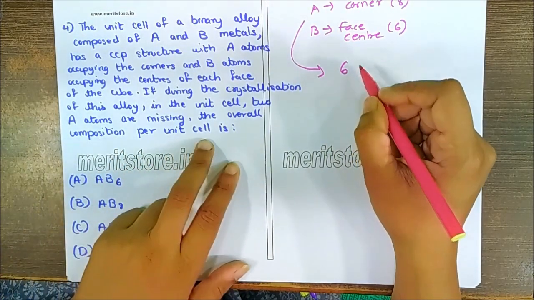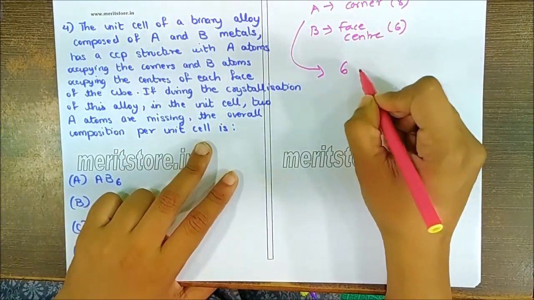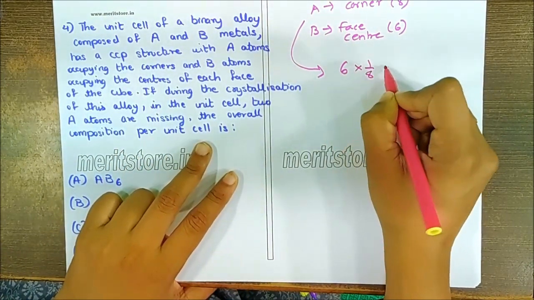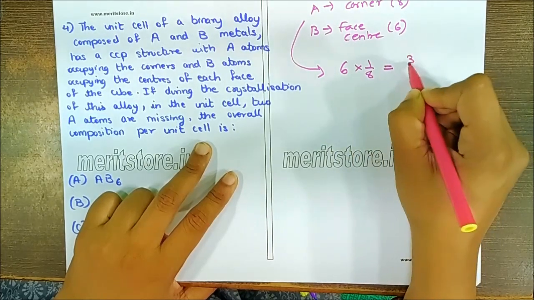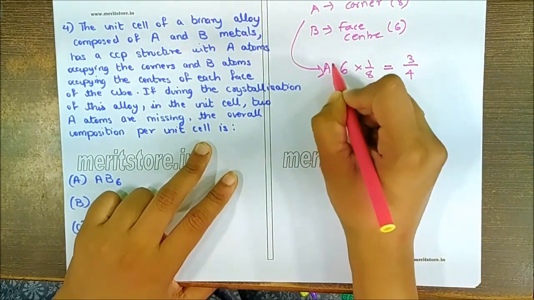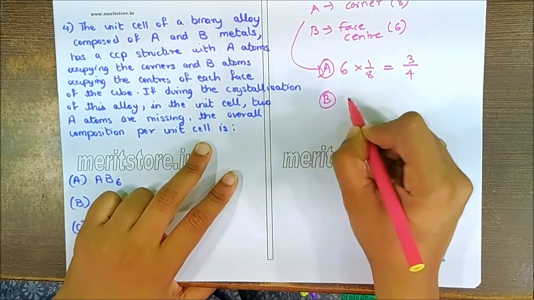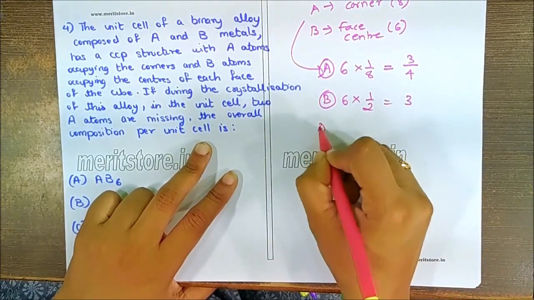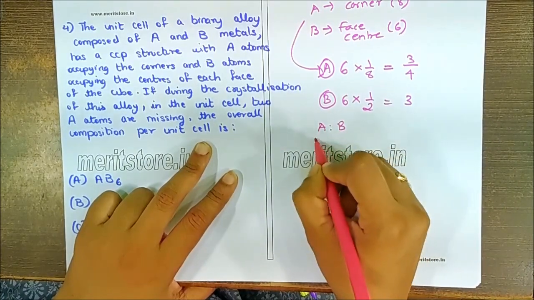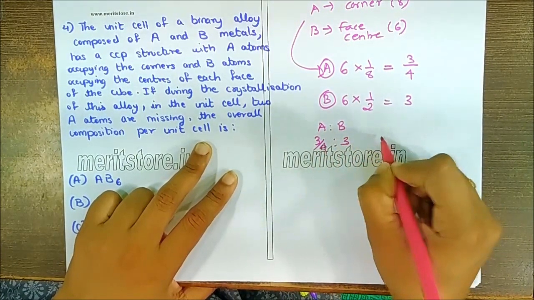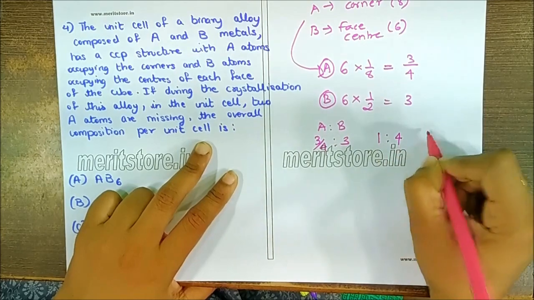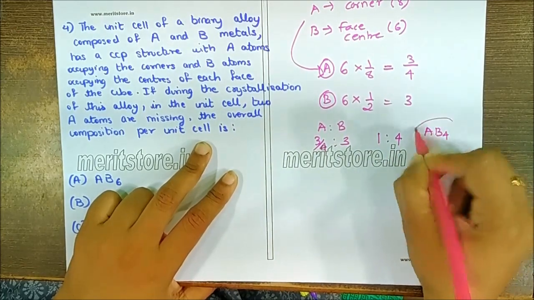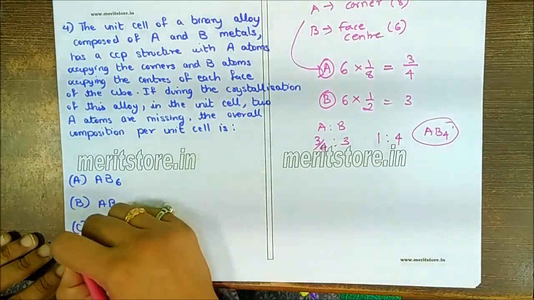So overall composition per unit cell. If 6 are left, from the corners a 1/8 portion goes into the unit cell. So this will be 3 by 4. So A will be 3 by 4 and B, as it is 6 into half, that is 3. So the A to B ratio is 3 by 4 is to 3, that is 1 is to 4. So the formula is AB4. So our option is option C.